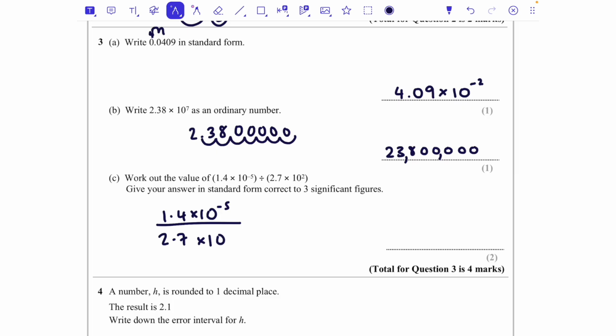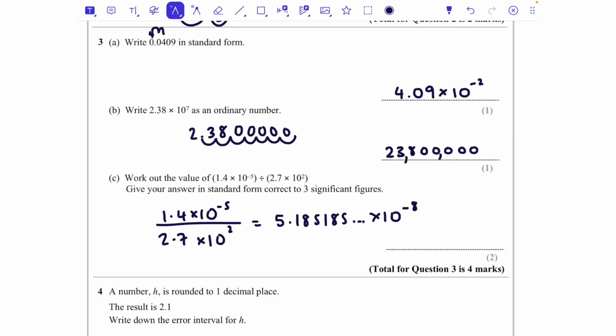2.7 times 10 to the power of 2. So using my calculator, I'm typing that in, 2.7 times 10 to the power of 2, and that gives me an answer of 5.185185 times 10 to the power of minus 8.